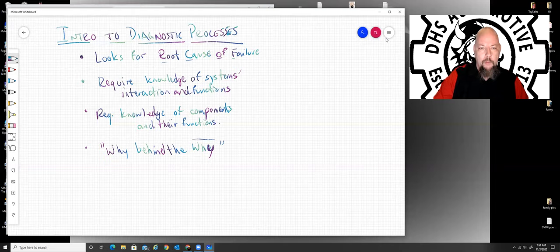Okay, so when we look for the why behind the why, we are looking for a part. Okay, it's that simple. We are looking for a part that failed. Now, generally speaking, it's going to be the smallest part. And when I say that, I don't mean physically smallest, I mean in terms of its scope in its system.